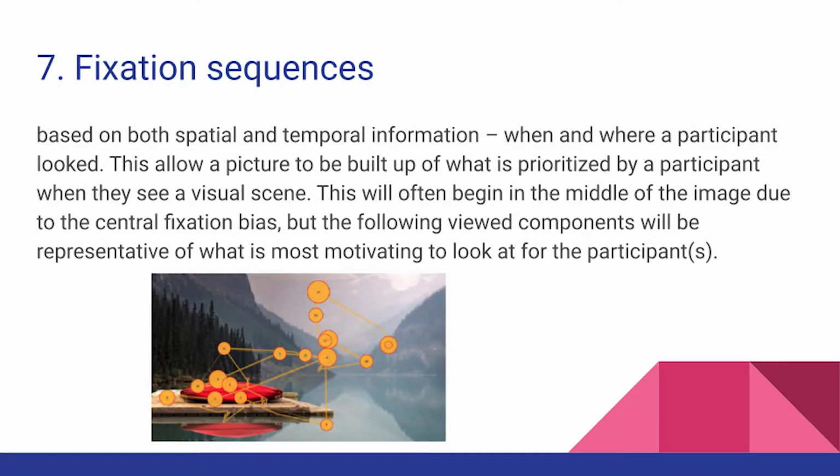Number 7. Fixation sequences. Based on both spatial and temporal information, when and where a participant looked, this allows the picture to build up of what is prioritized by a participant when they see a visual scene. This will often begin in the middle of the image due to the central fixation bias, but the following fixated components will be representative of what is the most motivating to look at for the participant.